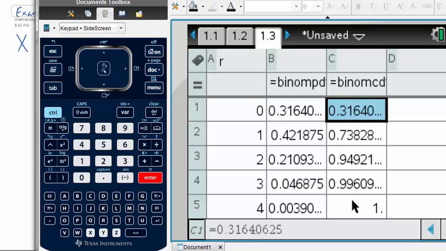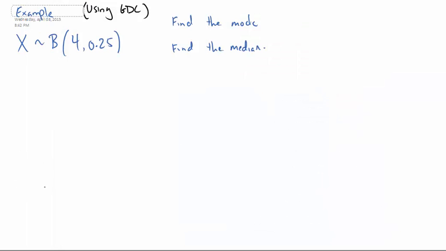We now need the median, so what are we looking for? Well, we're looking for the two data values, one that's the biggest data value less than 0.5, and the second, the smallest data value that's greater than 0.5. The biggest less than 0.5 is 0, the smallest greater than 0.5 is 1. We add them together and divide by 2. Our median is 0.5. So there we go. The calculator can be very handy for these distributions.